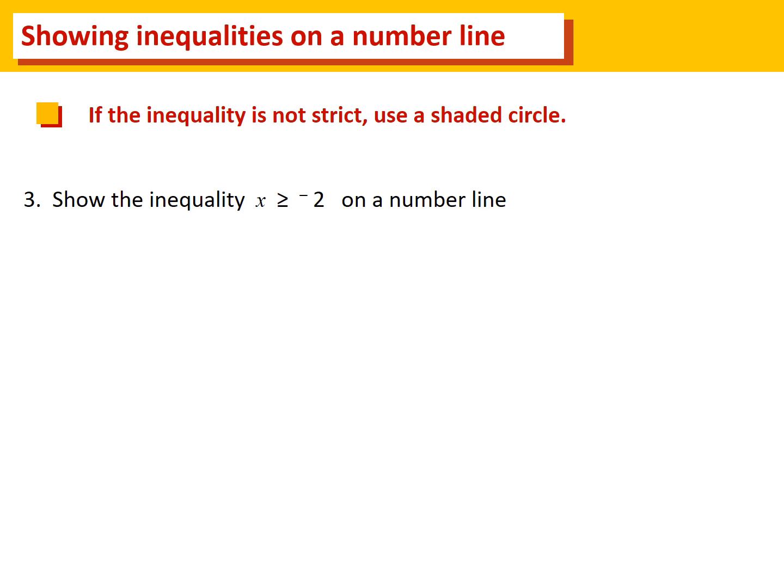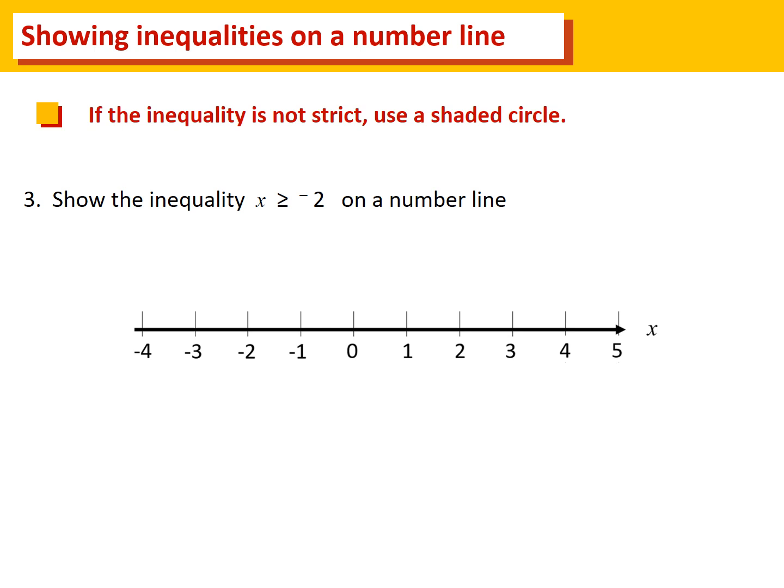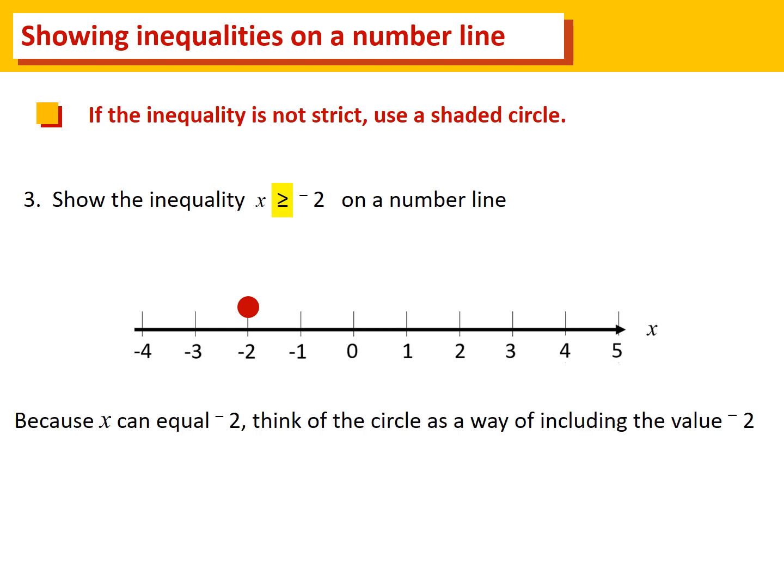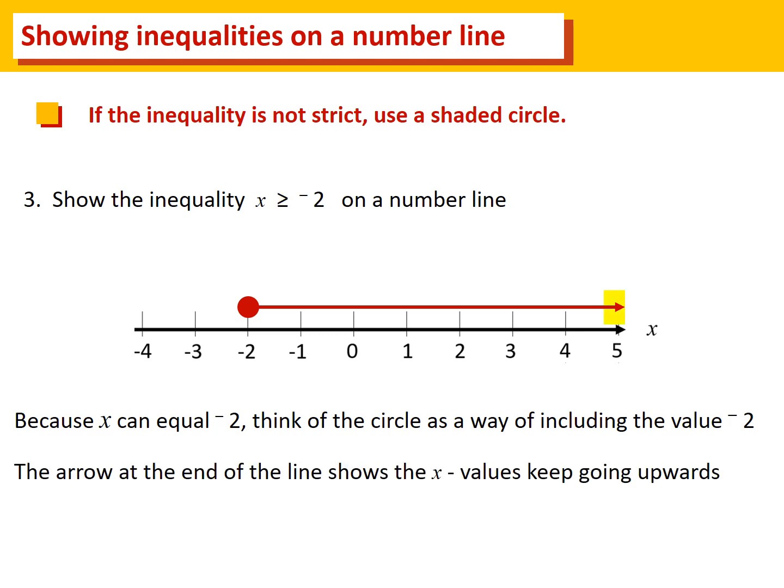In example 3, this time we've got a less than or equal to on our inequality. And instead of a circle, this time we put a blob, if you like. It's like we're shading in the value -2 because we're saying that x can actually equal -2 now. And then our x values are greater than -2, so our line goes to the right. And once again, the arrow on the end indicates that those values just keep going.